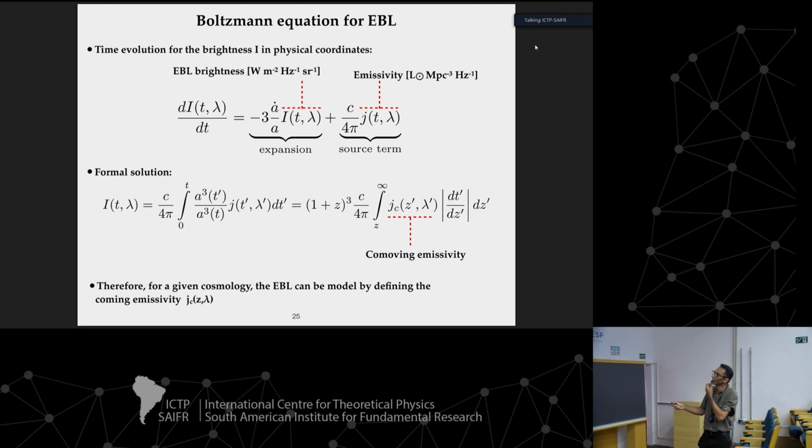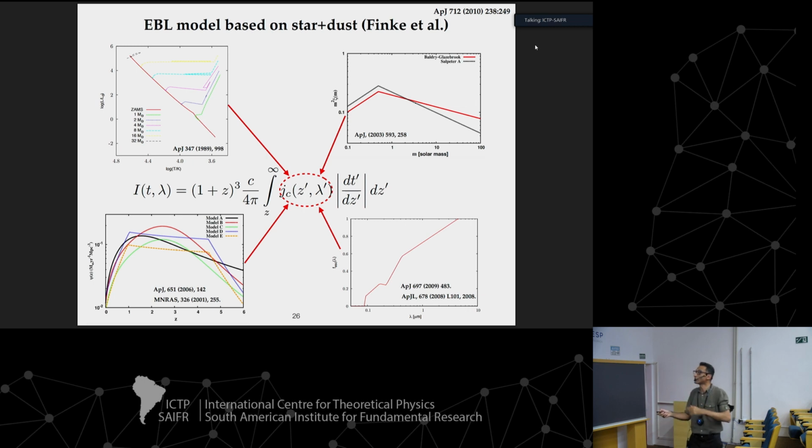A very important ingredient here is what I'm calling comoving emissivity. So how many photons per cubic megaparsec are being injected as a function of time in the extragalactic medium. But you can actually, in principle, solve that. So what are the ingredients that enter into this comoving emissivity?